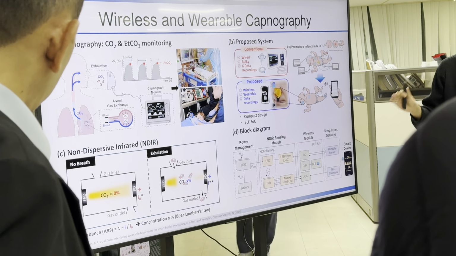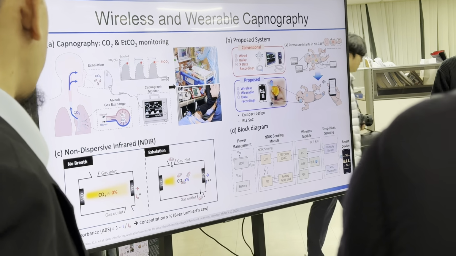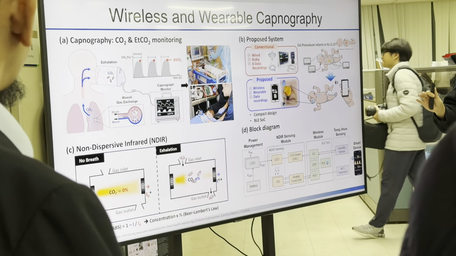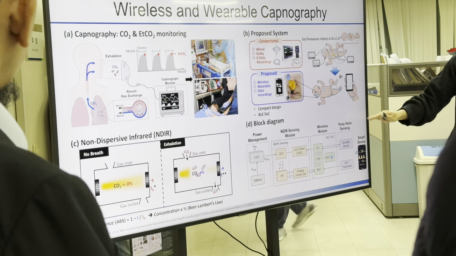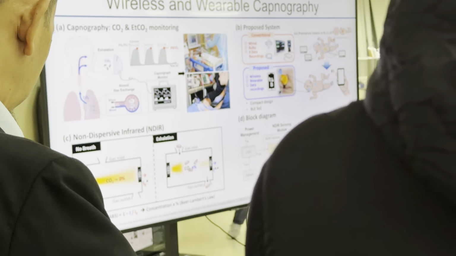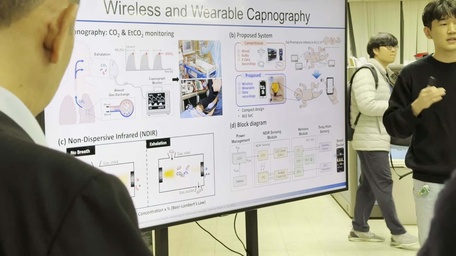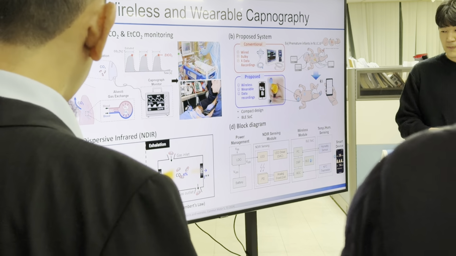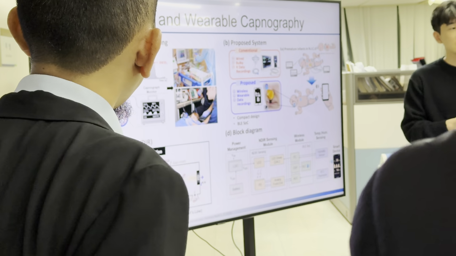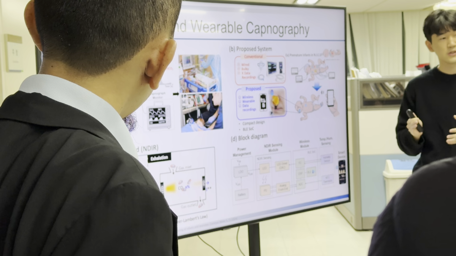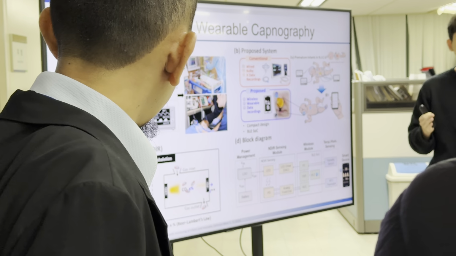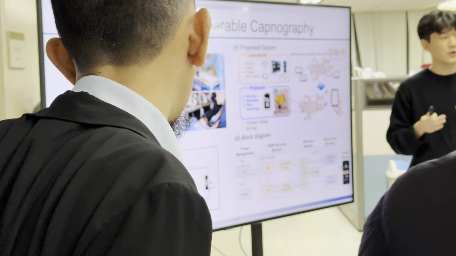Our system uses four key modules. First, the power management module, and the NDIR sensing module, and the temperature and humidity sensing module, and the wireless module. The power management module provides the supply voltage to the LED and the other ICs from the battery. And the NDIR sensing module converts the light intensity and further amplifies it into voltage. And the temperature and humidity sensing block measures the humidity and temperature of the human breath for further compensation.